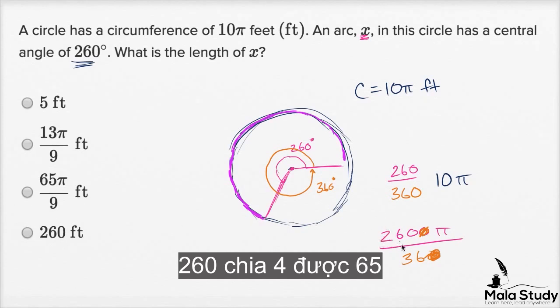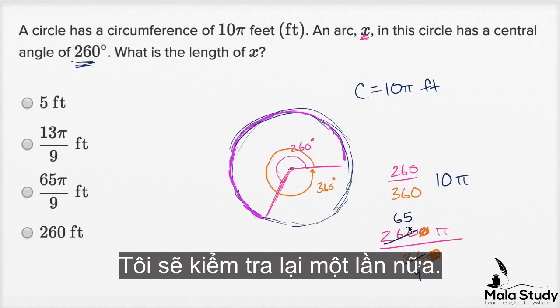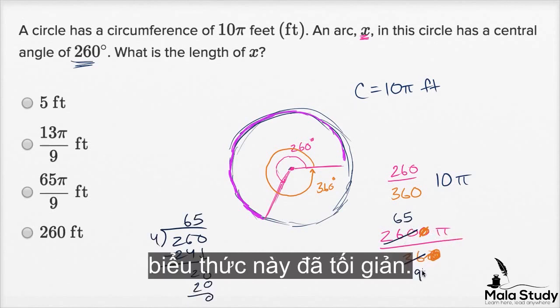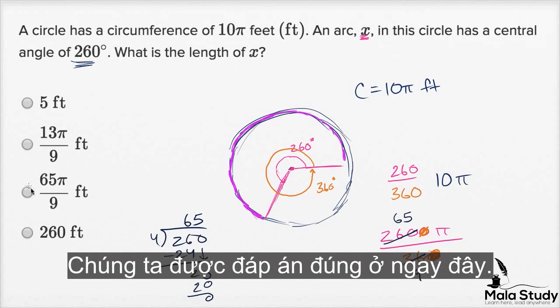So let me do this in a different color. This is going to be 65, and 36 divided by 4 is 9. Just so you see, I was trying to do it in my head, and it's good to get some practice doing that. All I did is divide both the numerator and the denominator by 4. 4 goes into 26 six times, 6 times 4 is 24. Subtract, you get a 2. Bring down that 0. 4 goes into 20 five times. So that's all I did there. So it's 65 pi over 9, and it looks like that's about as simplified as I'm going to get. And that's nice because that's one of the choices right over here.